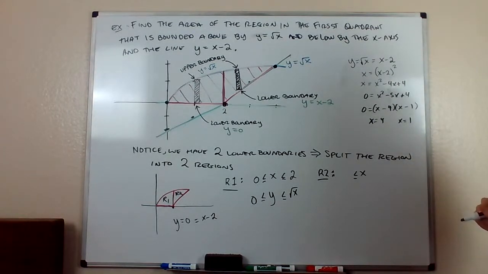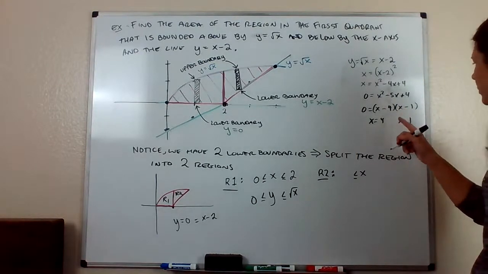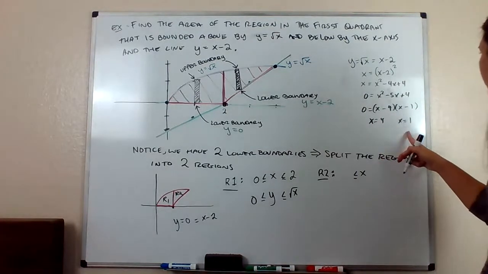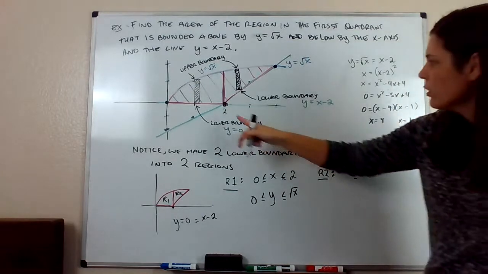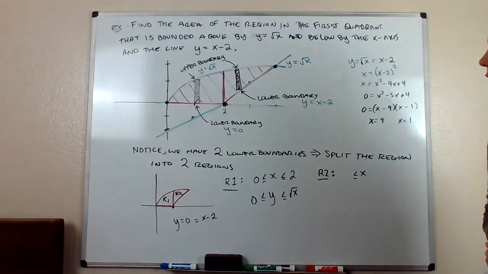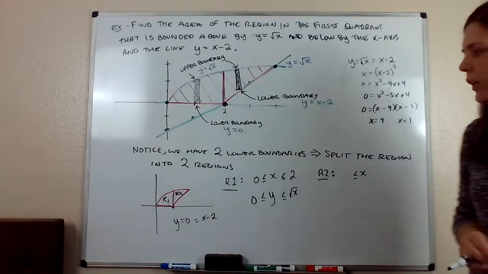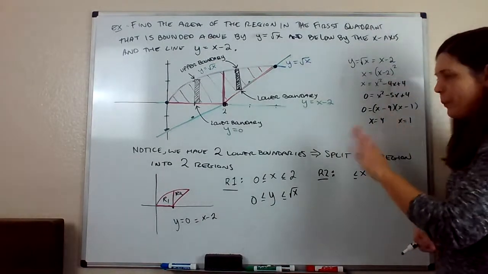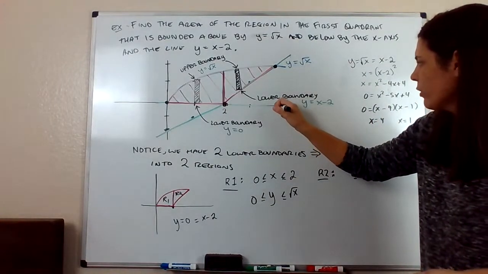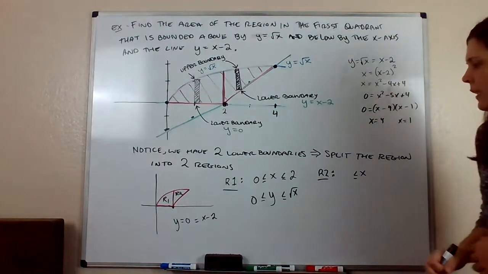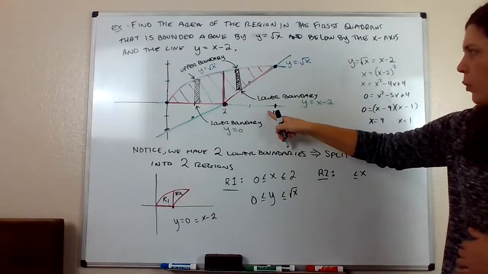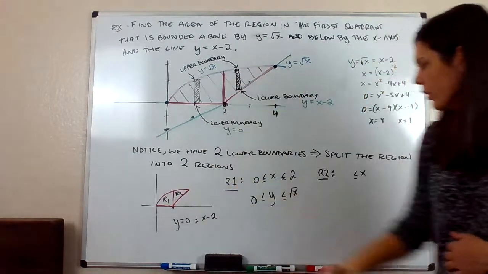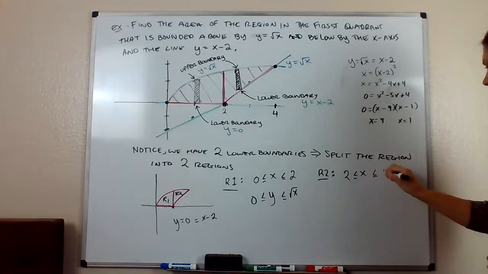Is that right? X is 1? Let me get my math right. Why did I get a 1 here? Okay, talking to myself for a second. Sorry. Pretty much, we were just solving for this number here. We can already tell from looking that it was x is 4. So we say that x goes from 2 until 4 for our second region right there.